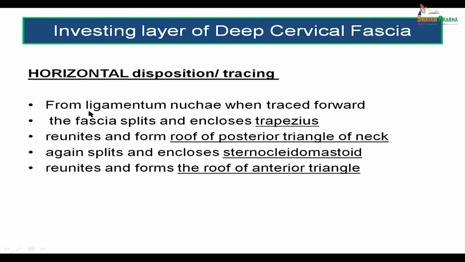We can trace the fascia horizontally. It starts from the region of the ligamentum nuchae, passes forward, splits to enclose the trapezius, reunites, and now it forms the roof of the posterior triangle of the neck. Then it again splits and encloses the muscle sternocleidomastoid. Then it reunites and forms the roof of the anterior triangle of the neck.